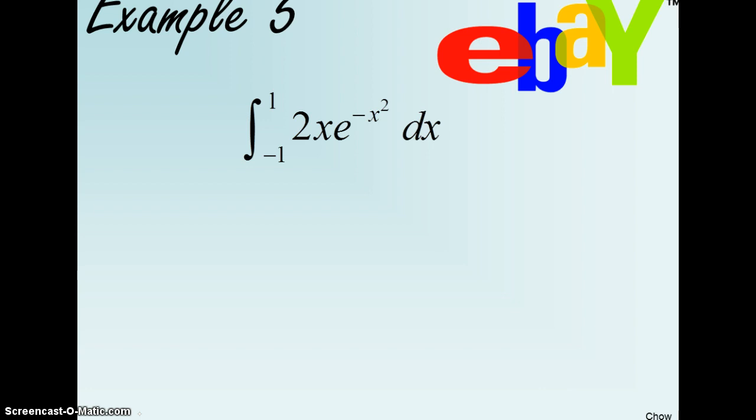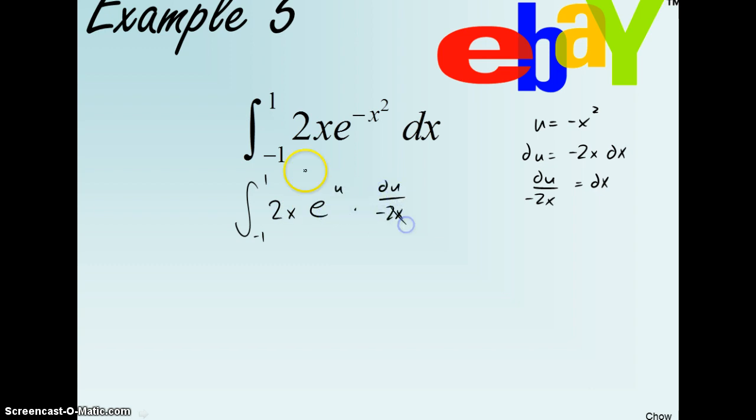Similar story, I'm going to pick a u because it's too hard to do just straight up. My u loves to be the stuff in the exponents of e's, so I'm going to get a negative 2x dx. My dx is going to be du over negative 2x. Pretty convenient because that 2x out front is now going to cross out with this 2x I'm putting on the bottom. And again, I pick up that negative.